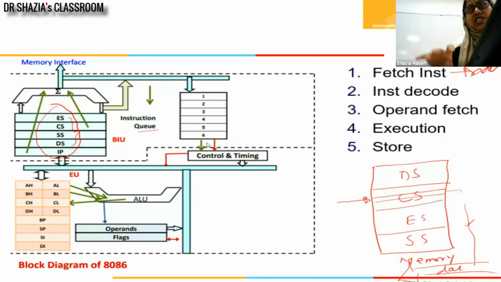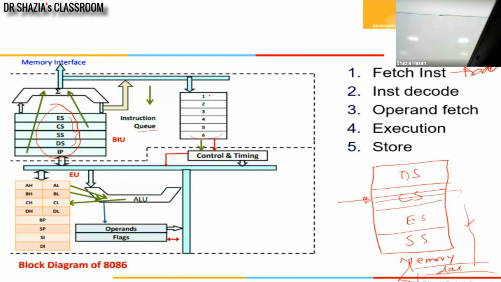It is not 6 instructions, no. One instruction may have 8 bits of machine code. You have seen different types of machine codes. If I am writing add a comma b, what will be the size of the machine code? 16-bit. If I am writing add m1 comma m2, it may be 32-bit or even more, 64-bit. So the instruction queue available with the 8086 processor is a 6-byte instruction queue.